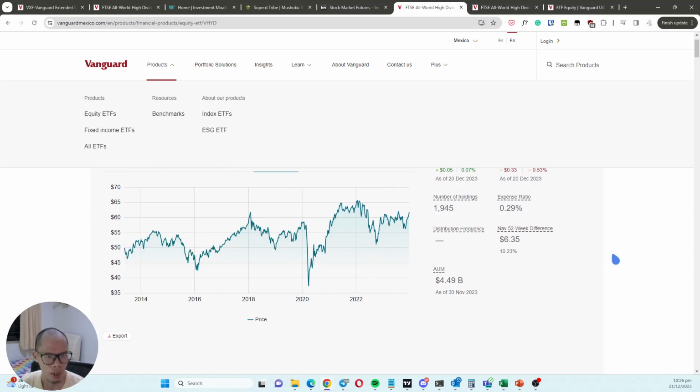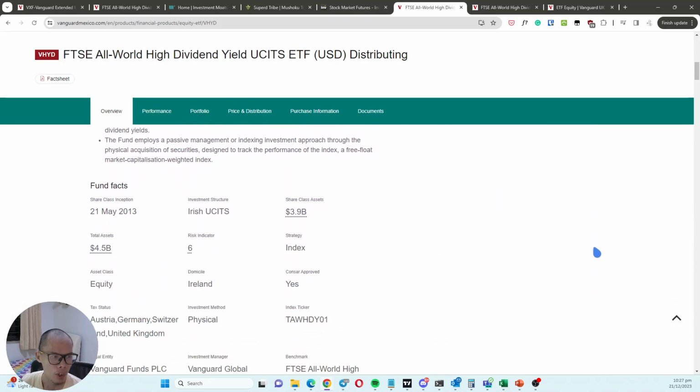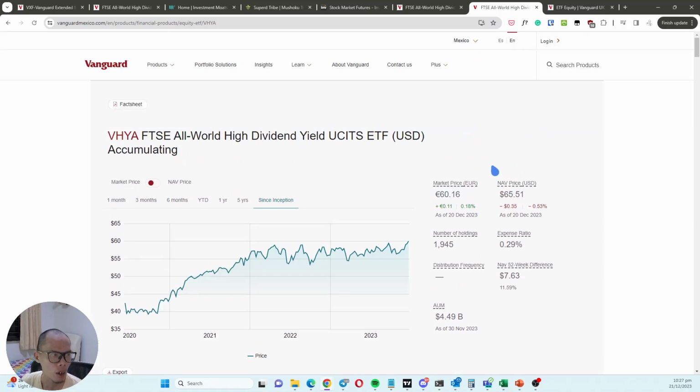So this exchange traded fund, the distributing version, starts at around the same time as the distributing class for the Great Britain pound, which is in 2013. It's also domiciled in Ireland, as you can see over here. Now there is also an accompanying accumulating share class that started later. This is the VHYA. So for a lot of you who are already invested in exchange traded funds denominated in USD, I think this will be a better option.